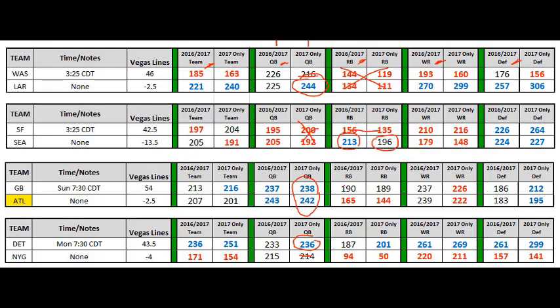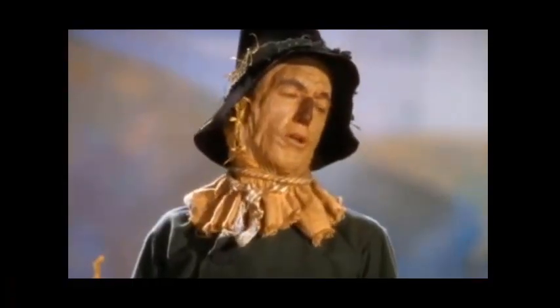There's not a whole lot of blue here, so we don't really have a whole lot to choose from. We've got, for 2017, Detroit. Their running backs did pretty well the first week. 187 black for other weeks, so we wouldn't be interested. So this is pretty difficult.